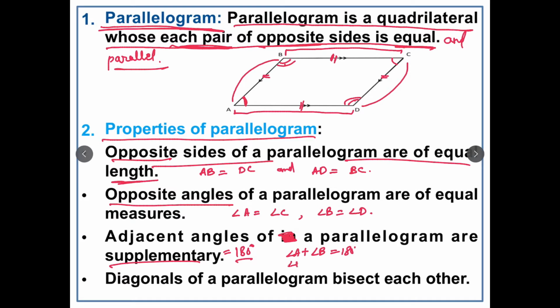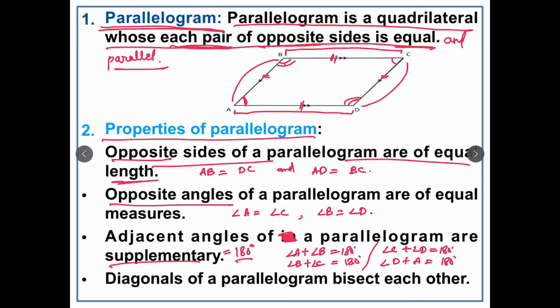Similarly, angle B plus angle C will be equal to 180 degrees. Also, angle C plus angle D will be equal to 180 degrees, and angle D plus angle A will be equal to 180 degrees. So each pair of adjacent angles will sum up to 180 degrees. That means they are supplementary.